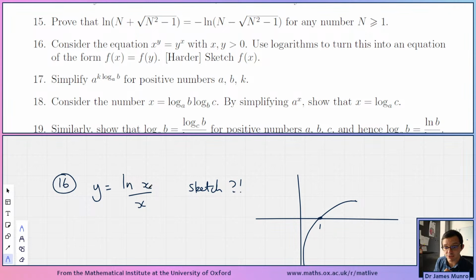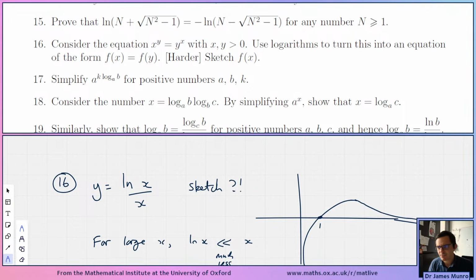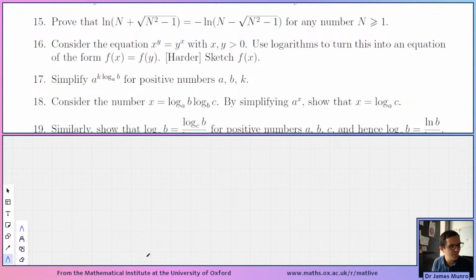Logarithm tends to make large numbers much smaller. 10 to the 12. You take the logarithm of that, and you just get 12. So the logarithm of x tends to be much smaller than x. It's much less. So you get this kind of behaviour where this thing tends off to 0. That's a tricky sketch. It uses this idea that logarithm makes numbers smaller. Okay. Speeding up.